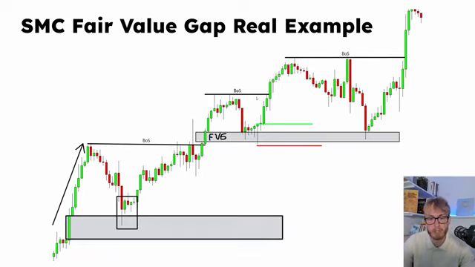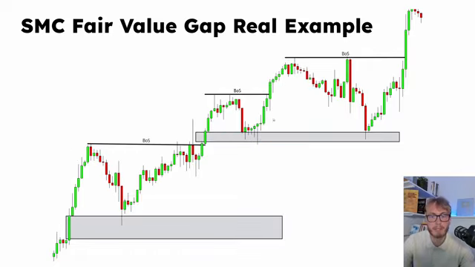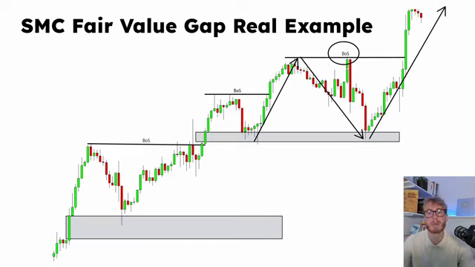For your target, you can either place it just below the break of structure here or just above. It's also possible to use a fixed risk to reward ratio. So you can measure this length right here, and using a 2-to-1, your target would probably be around here. And what is very interesting to notice here is that the price actually came up and we went down to actually test this fair value gap once again. And from this point, the price shot up and created a new break of structure.